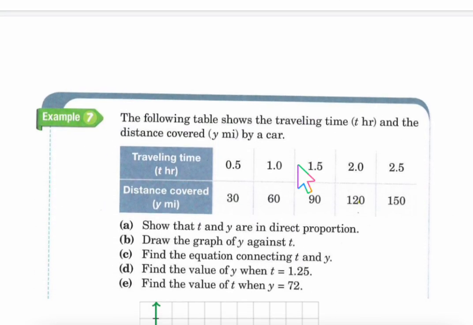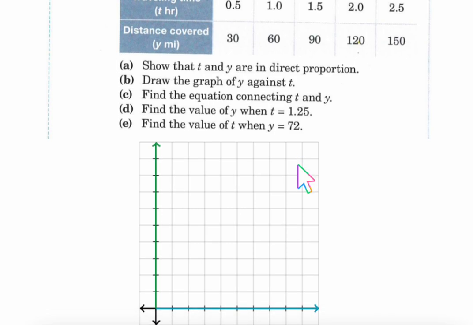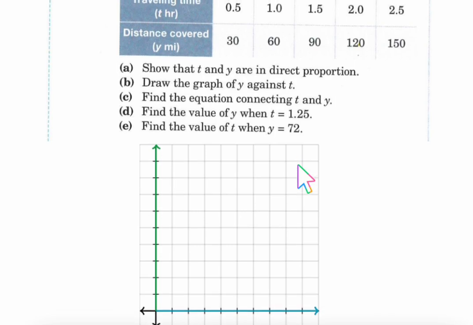All right, we're going to take a look at some examples in the book so that you can see exactly what we're talking about. Here's example 7 from your book. It says the following table shows the traveling time, t hours, and the distance covered, y miles, by a car. They want you to first show that t and y are in direct proportion, then graph y against t, figure out the equation, and then find the value of y when t equals 1.25 and the value of t when y equals 72. Go ahead and pause the video and try it on your own first.